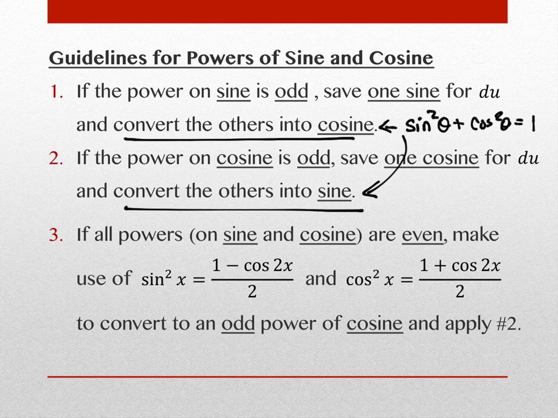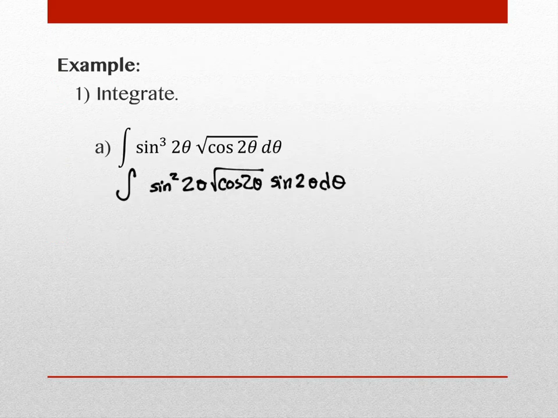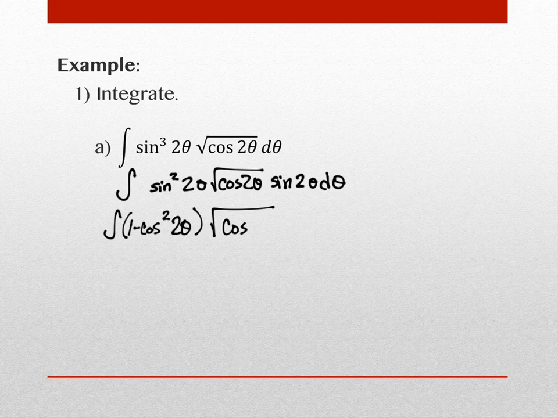What would it be? What is that? Close. 1 minus cosine. Yes. So we're going to change this now into 1 minus cosine squared, and the angle will stay the same, 2 theta. And then I have the square root of the cosine of 2 theta, and I have my sine of 2 theta d theta. Okay, is everybody good so far?